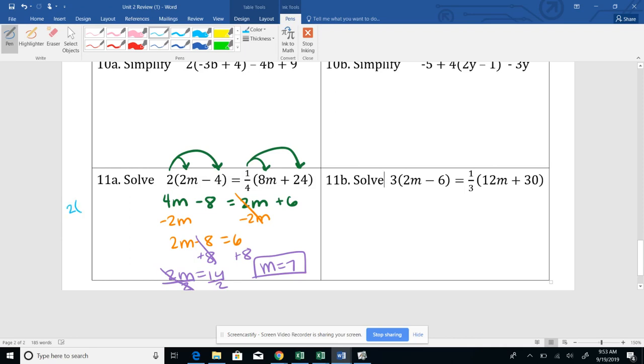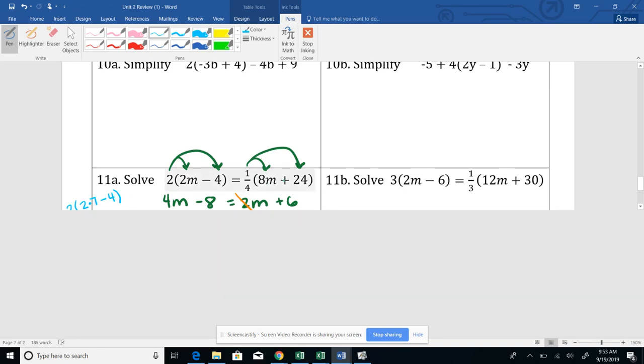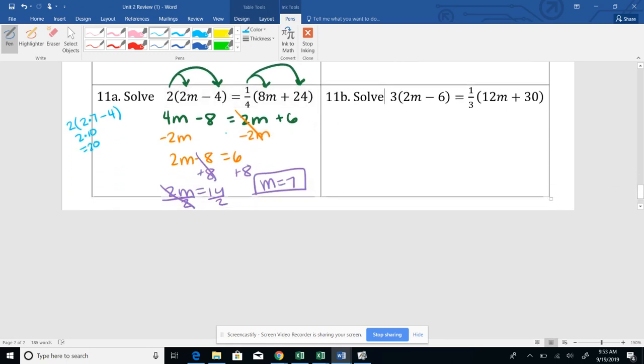So what we're going to do, and you can do this on any problem, is anywhere I see the m, I'm going to put a 7. So 2 times 7 is 14. 14 minus 4 is 10. So 2 times 10 is 20. I should get the same thing when I distribute. What happened to my thing? On the right side. So a fourth of 8 times 7 plus 24. Okay, 8 times 7 is 56, and 56 plus 24 is 80. And then a fourth of 80 is also 20. So it worked. My 7 is correct.